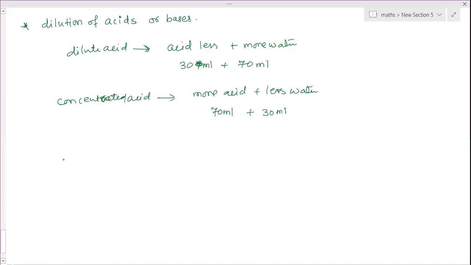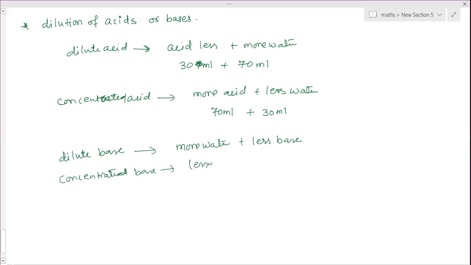And same thing for dilute base and concentrated base. Dilute base: more water, less base. More water, less base is called dilute base. And concentrated base means lesser water, more base. Then such solutions are called concentrated basic solutions.